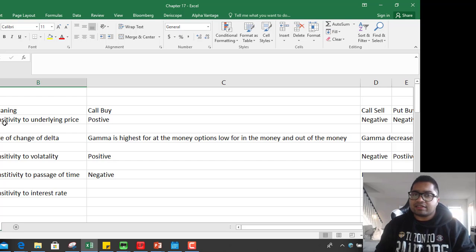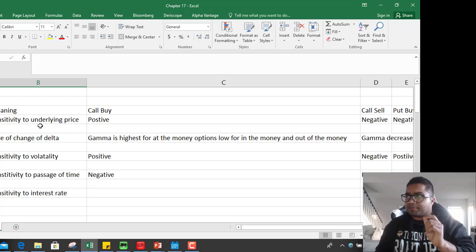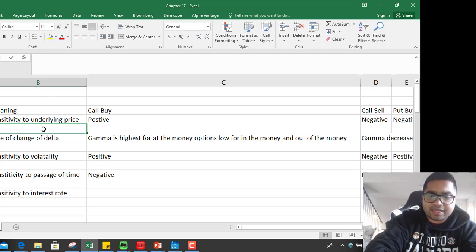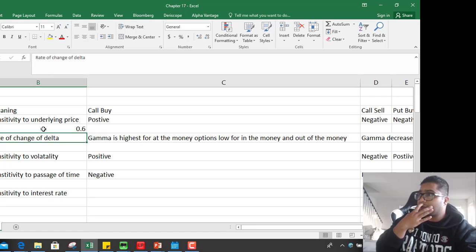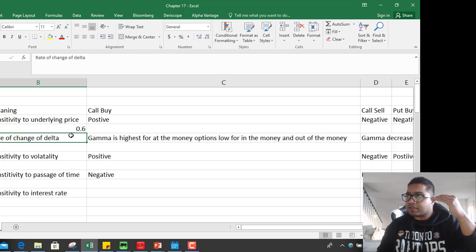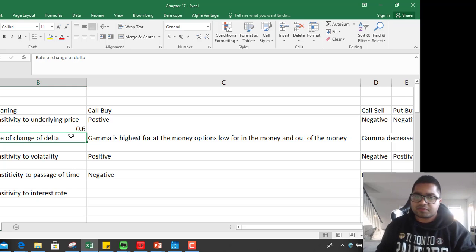So what is delta? Delta is the sensitivity of an option to the underlying price. For example, let's say an option has a delta of 0.6. What does that mean? It means, first of all, it is positive. So if the underlying price goes up, options are going to go up. If the underlying price goes down, options are going to go down. So first thing, it is positive. Second important thing that you have to focus on is it is 0.6. The number is 0.6. What does that mean?